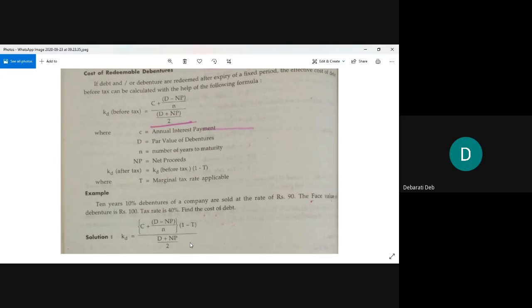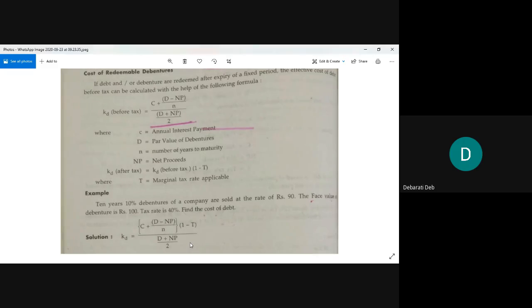Now we will solve this sum by using the above formula and see what the result comes. This question no need to write, just take the information from here. It says 10 years, 10% debentures. These three words have different meanings. 10 years is the number of years to maturity. 10% is the rate of interest of the debentures, right? So these three words give you vital information.